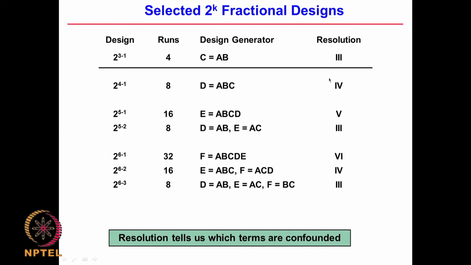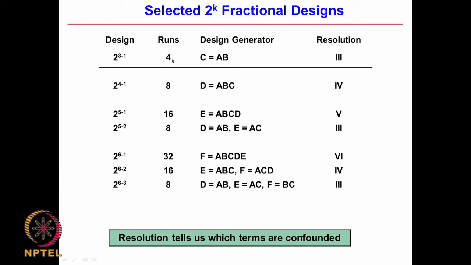So, this table gives you a nice idea. So, suppose I have 3 parameters or 3 factors. So, you have a full factorial which will be 2 power 3, I want to do half of these. So, 2 power 3 minus 1, that is 4 experiments.